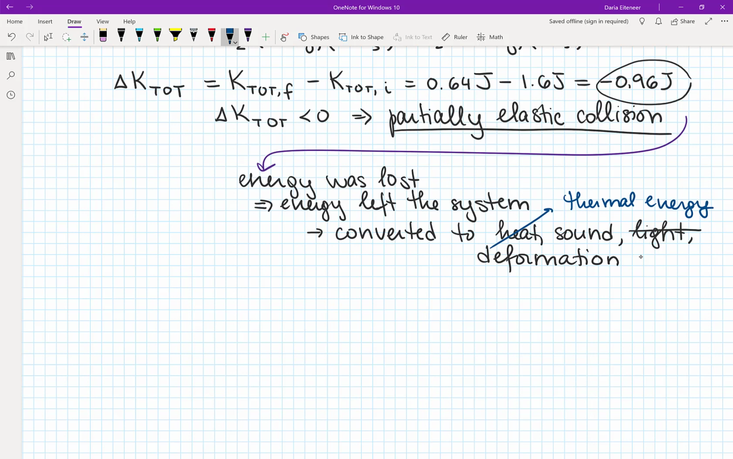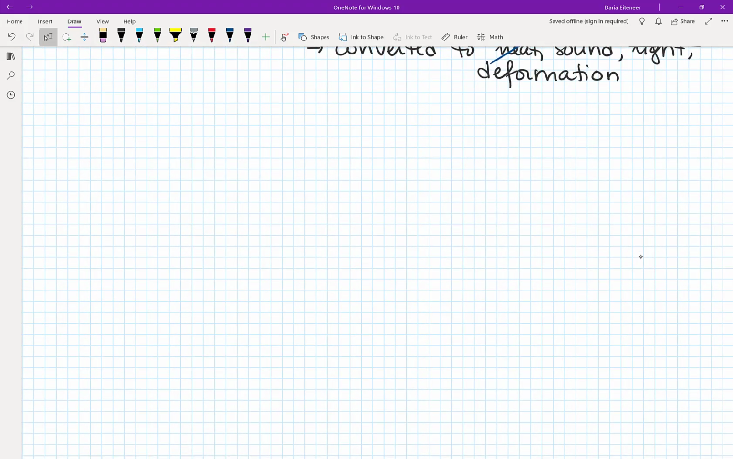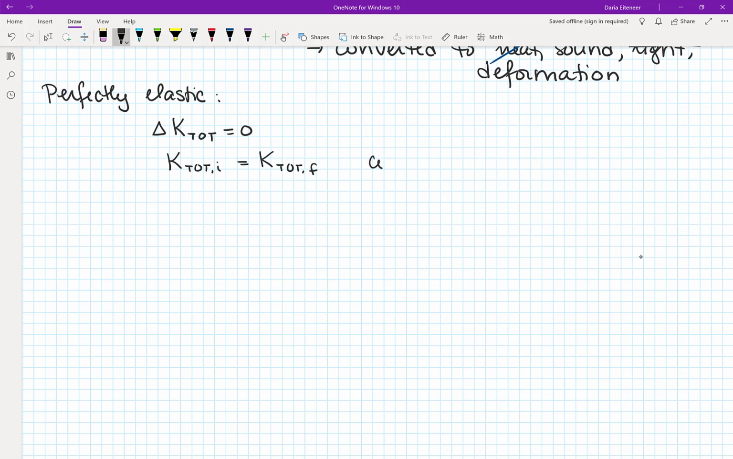This is pretty much all you need to know for kinetic energy as applicable to collisions. I'm just going to mention one other thing: when you have perfectly elastic collisions, a lot of times, instead of writing delta K total equals 0, it's more beneficial to write K total initial equals K total final. So you can also refer to this as conservation of kinetic energy. I'm not going to box this because it's not really a law of conservation of kinetic energy. Conservation of energy, that's a different story, but we'll get to that.